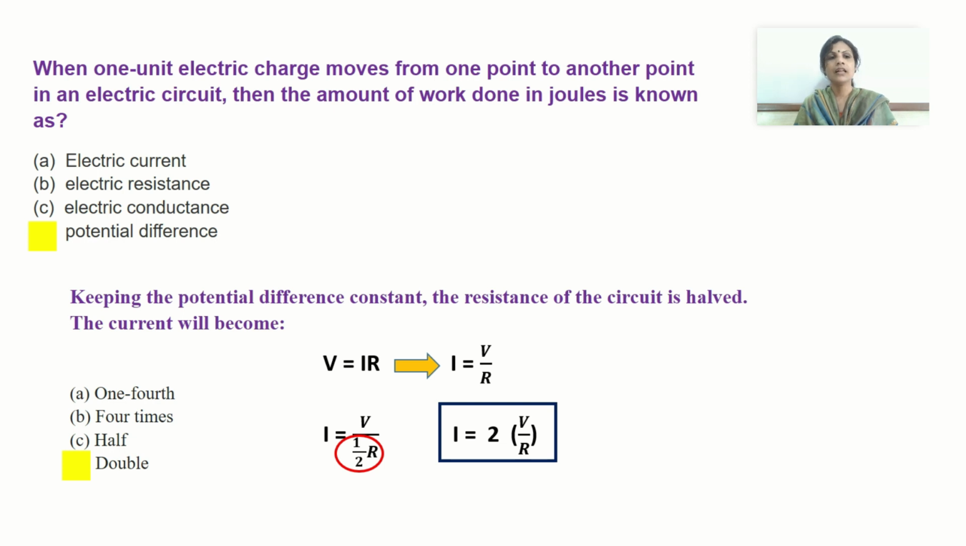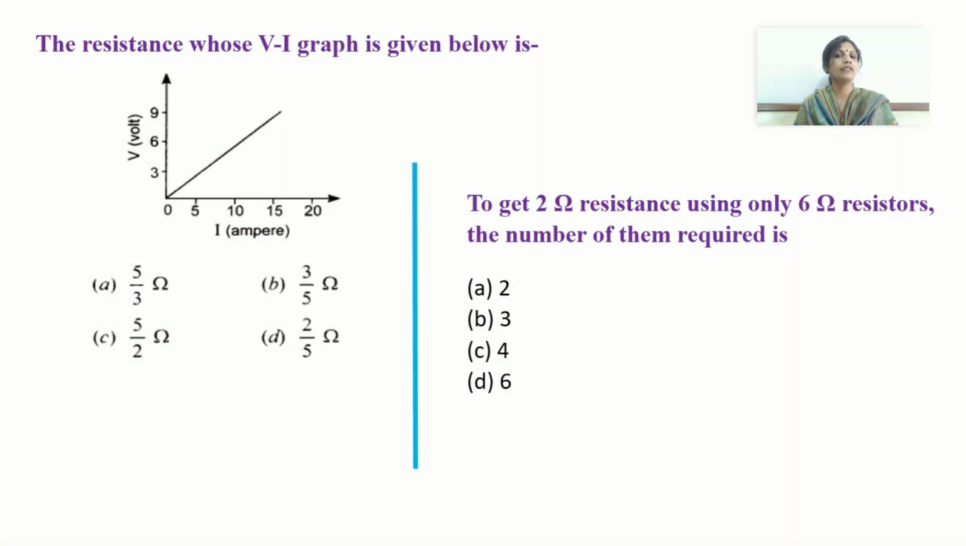Alright. The resistance whose VI graph is given below. What would be the resistance? The voltage current graph is given to you. From that you have to calculate what will be the resistance. Now the slope of the VI graph will give you the value of resistance. R is equal to V upon I. So take any value on this graph. Say we will take 6 and 10 amperes current. So resistance will be V upon I, 6 upon 10, reduce it to a lower value. So 3 by 5. So your answer is B, 3 upon 5 ohms.